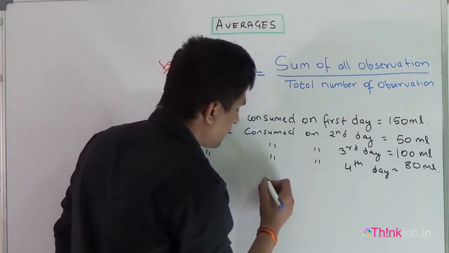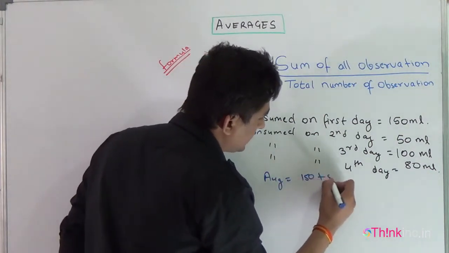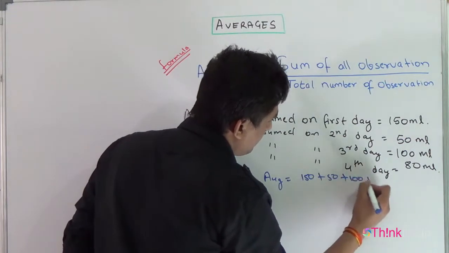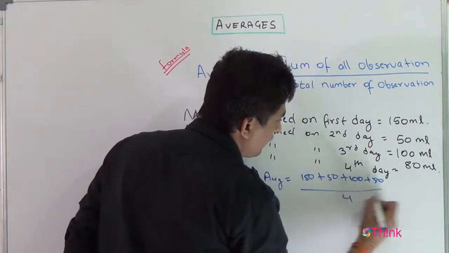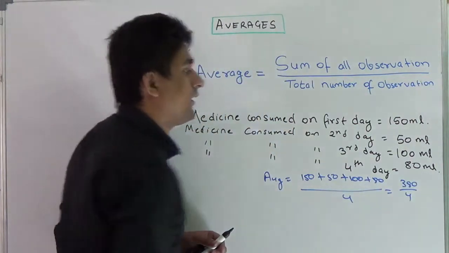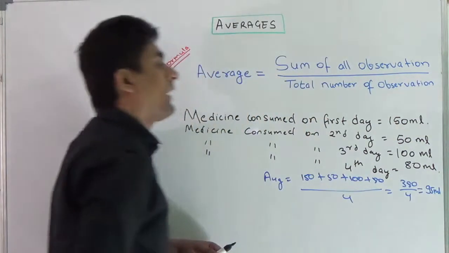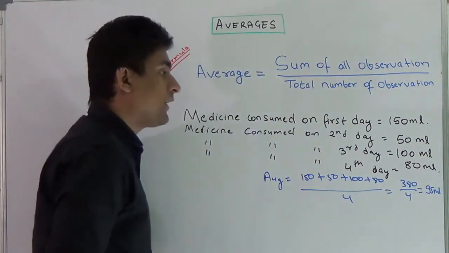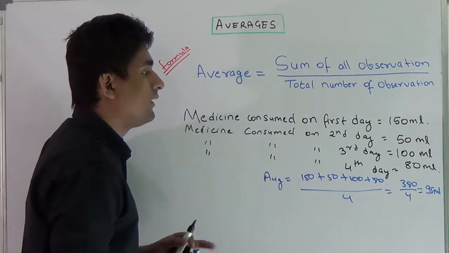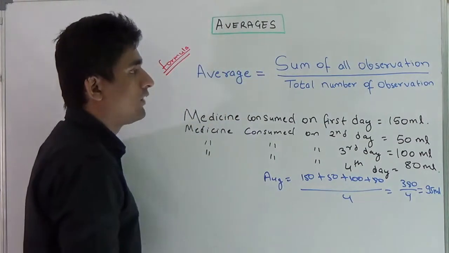So I am solving it. Average is equal to 150 plus 50 plus 100 plus 80 upon 4. If I solve it, it will come out to be 380 by 4. And if I simplify it, it will come out to be 95 ml. Hence the average consumption per day of Raman is 95 ml. Okay, this is a theoretical answer. This is a theoretical average which I have got.